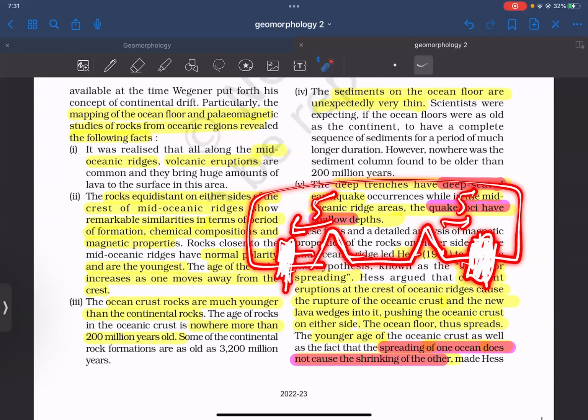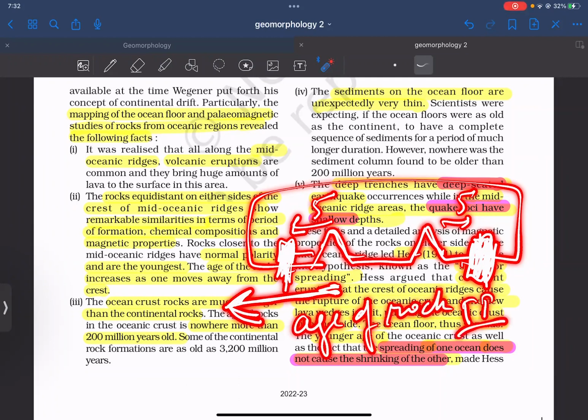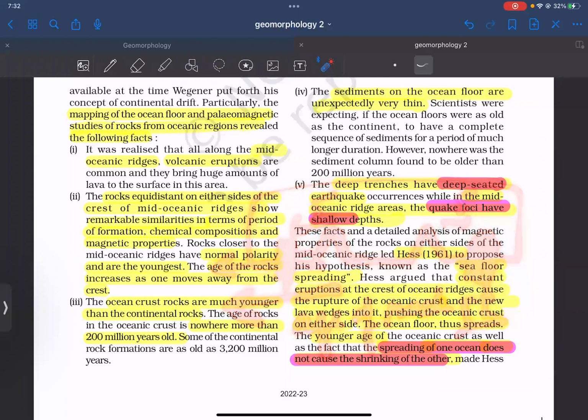And also, as we moved away from the mid-oceanic ridges, we found that the age of the rocks increases. Near the mid-oceanic ridges, the youngest rocks are found. But as we move away from it, the age of rocks increases. So the oldest rocks are found away from the mid-oceanic ridges. This was another kind of discovery.